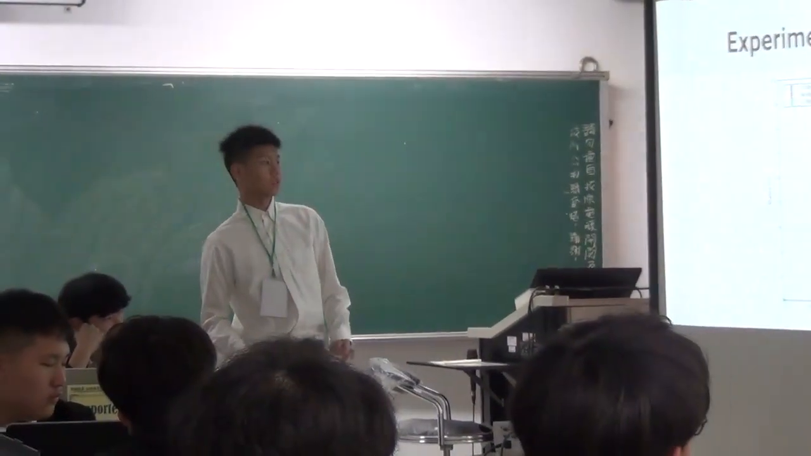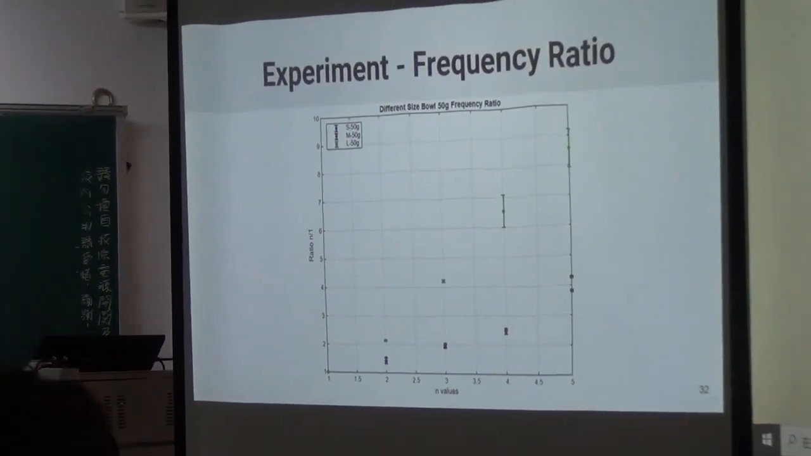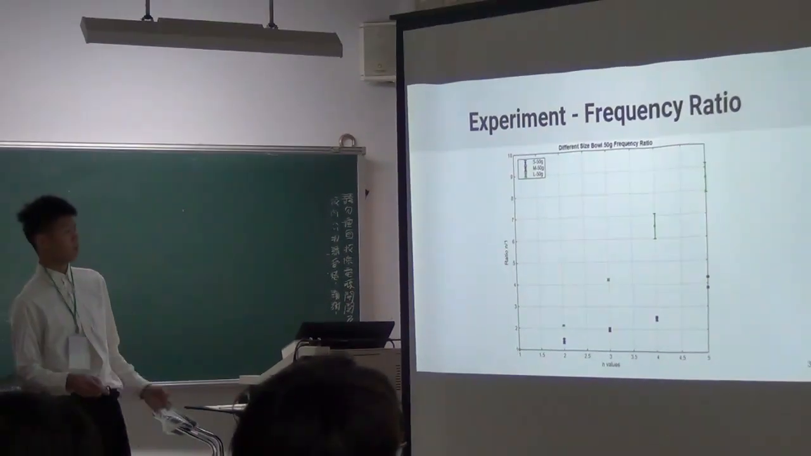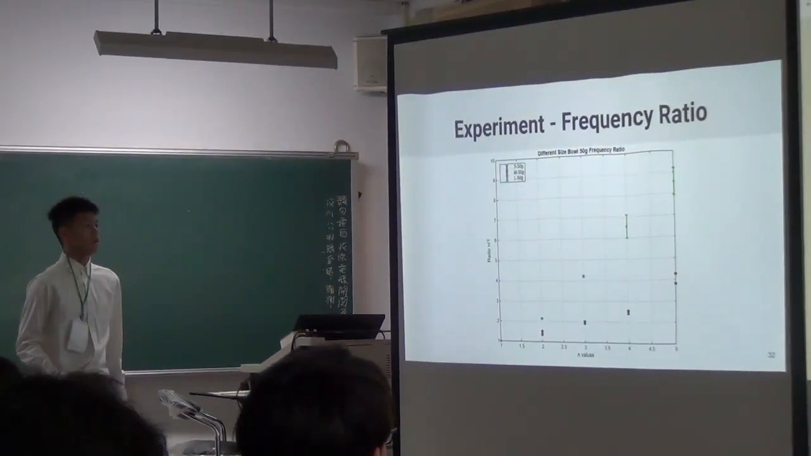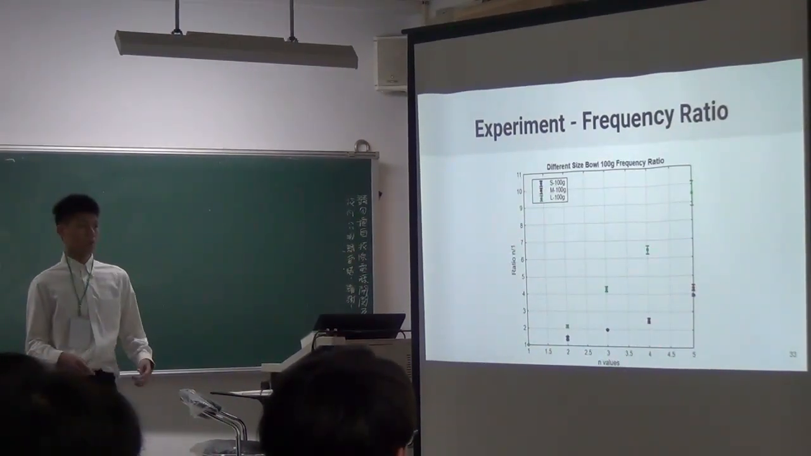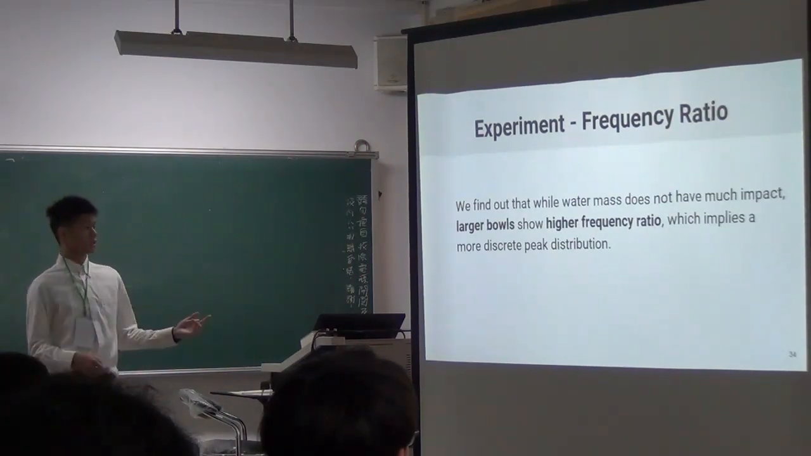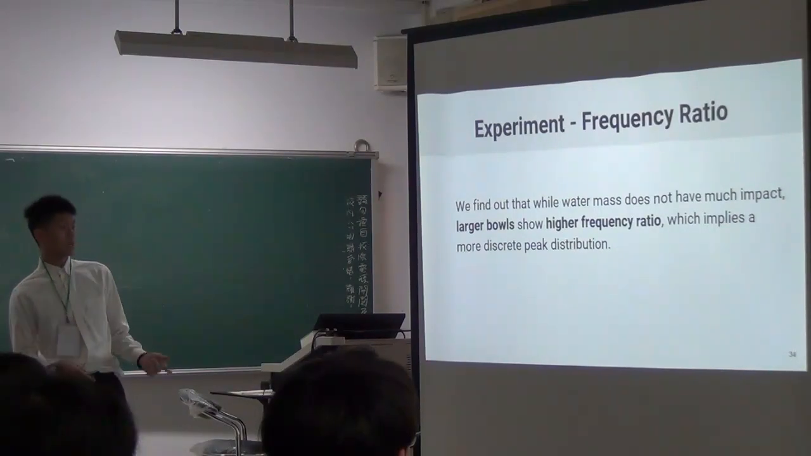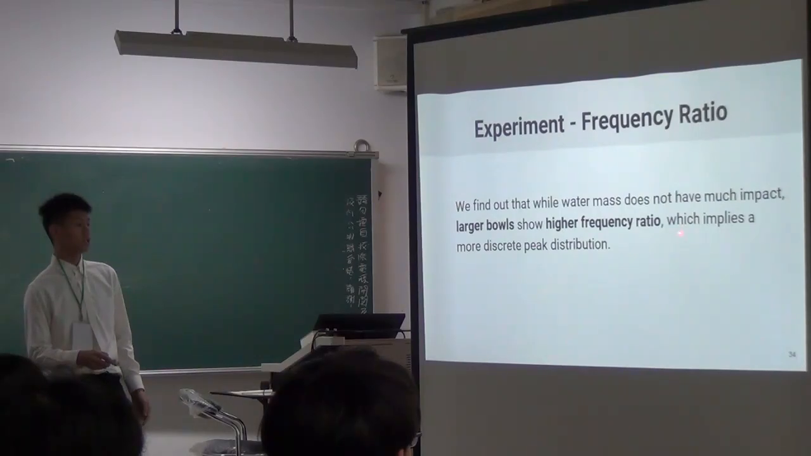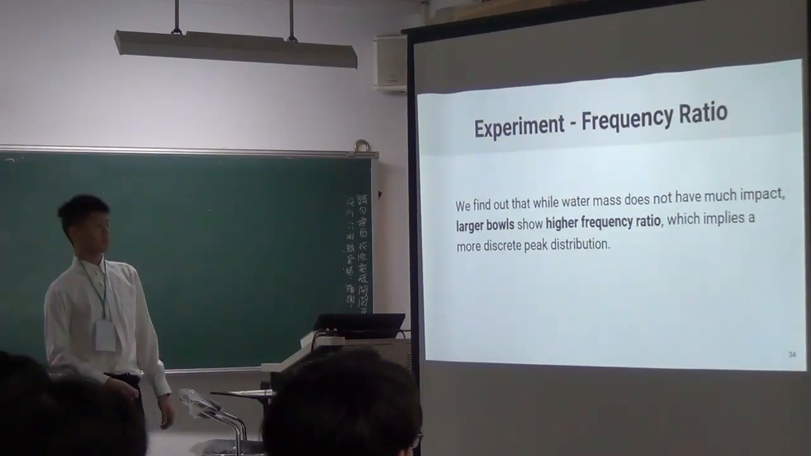However, we see things start to deviate. When we compare L, M, and S size, we can find out that the L size ratio is the highest, M is about middle, and S is a little bit smaller. And the same thing can be observed in 100 grams, and we know that from the previous graphs. So in a short conclusion, we found that while water mass does not have much impact, larger bowls show higher frequency ratio, which implies a more discrete peak distribution.